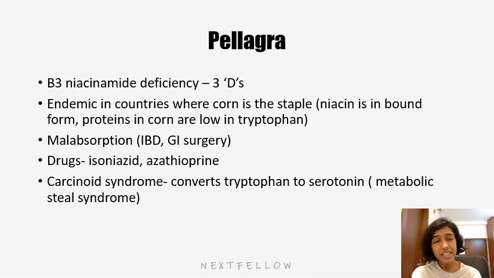It can also be seen in malabsorption conditions, so inflammatory bowel disease, any Whipple surgery patients. Certain drugs, isoniazid and azathioprine, can also precipitate pellagra, as well as carcinoid syndrome. So this is called metabolic steel syndrome because there is conversion of tryptophan, which is the precursor, towards serotonin rather than niacinamide.